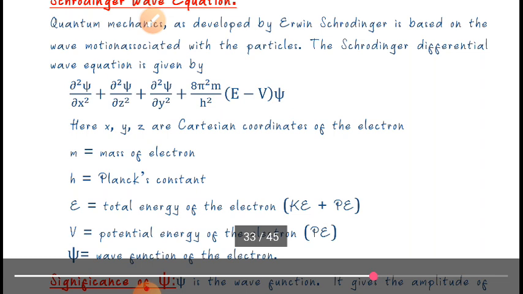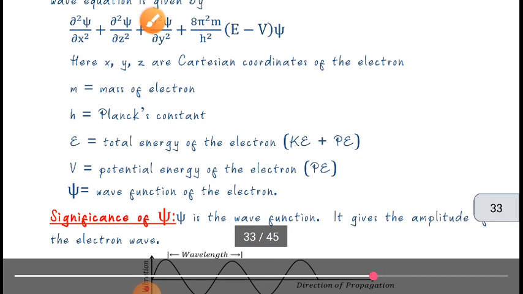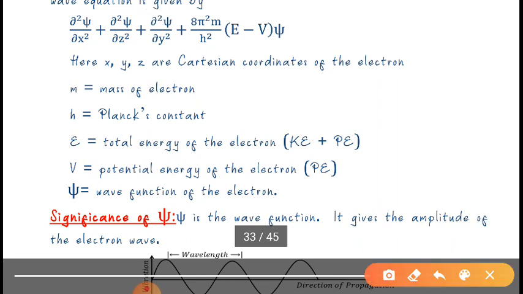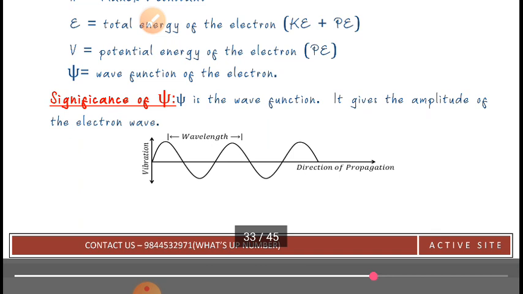So here, x, y and z are the Cartesian coordinates of the electron. m is the mass of the electron. h, you all know, is the Planck constant. E is the total energy of the electron, which is kinetic energy plus potential energy. V is the potential energy of the electron, and psi is the wave function of the electron. So this was the Schrodinger wave equation as suggested by Erwin Schrodinger.